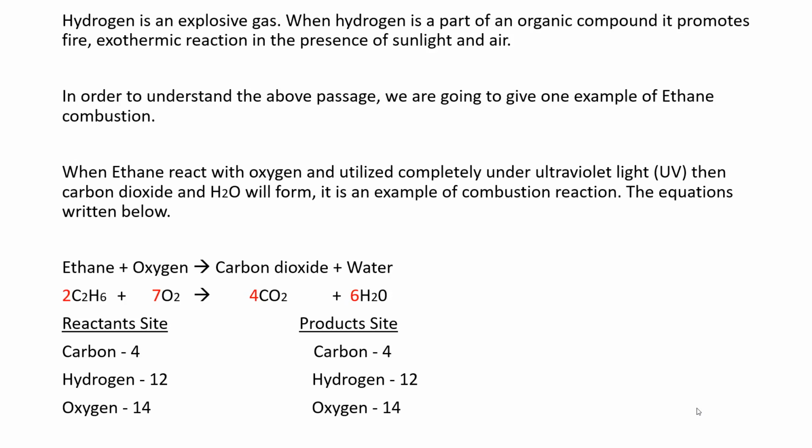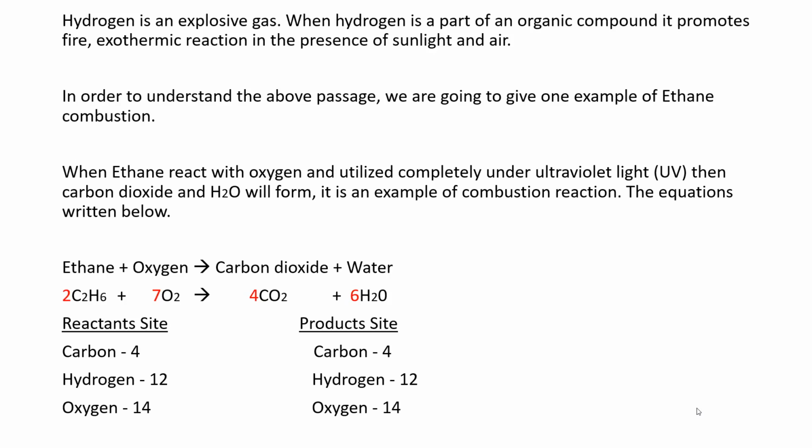When ethane reacts with oxygen and is utilized completely under ultraviolet light, UV, then carbon dioxide and H2O will form. It is an example of a combustion reaction. The equation written below: ethane plus oxygen, arrow, carbon dioxide plus water.